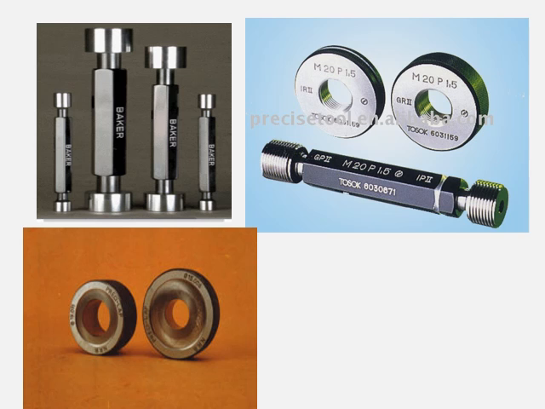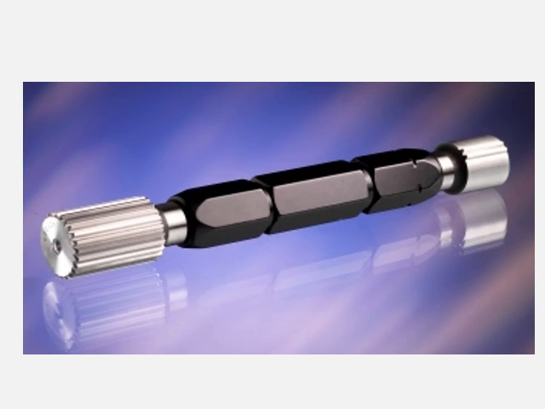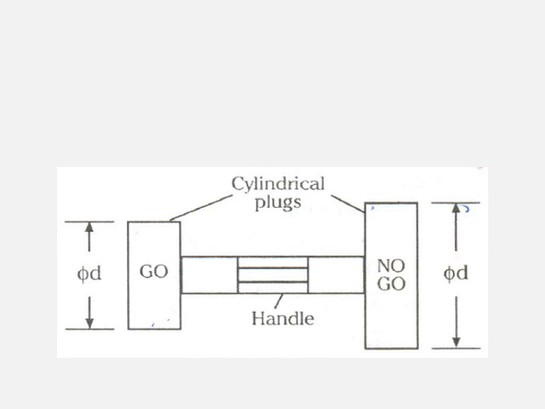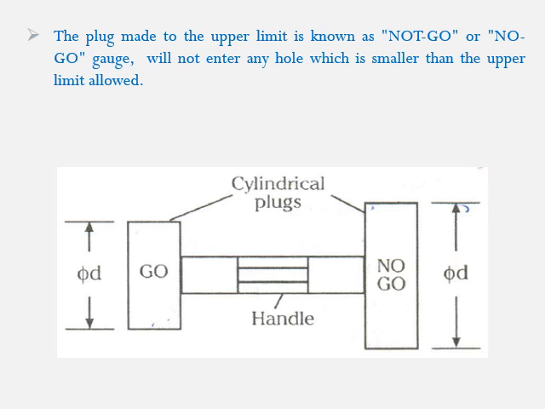Similarly, this is also a ring gauge. I'm showing different types of plug gauges here. On one side it is a go gauge and on the other side a no go gauge. These are the two cylinders and this is a handle in between. This type of gauge we call a double ended gauge. These are all double ended gauges.